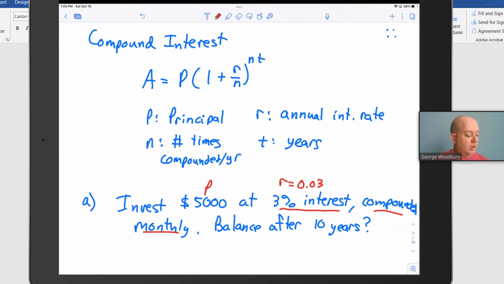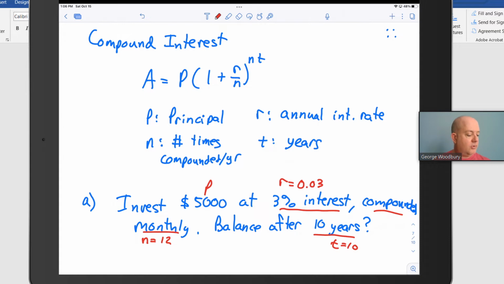Compounded monthly, that means in a year it will be compounded 12 times. Quarterly, you'll have N equals 4. Semi-annually, N will be 2. Annually, N will be 1. We want to find the balance after 10 years. That's our value of t. So we've identified all of the values on the right side of the formula. We just need to work them out on our calculator.